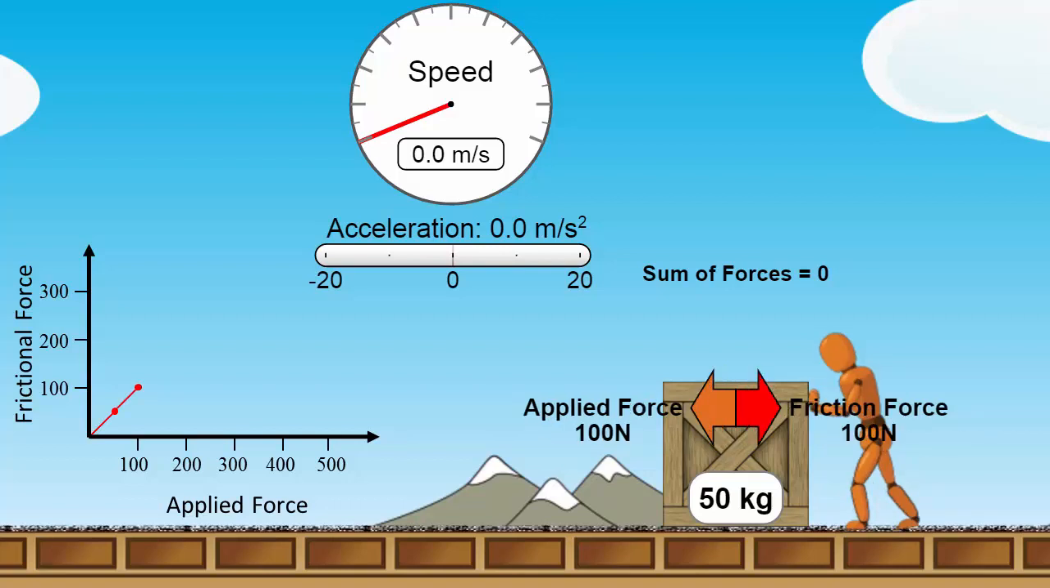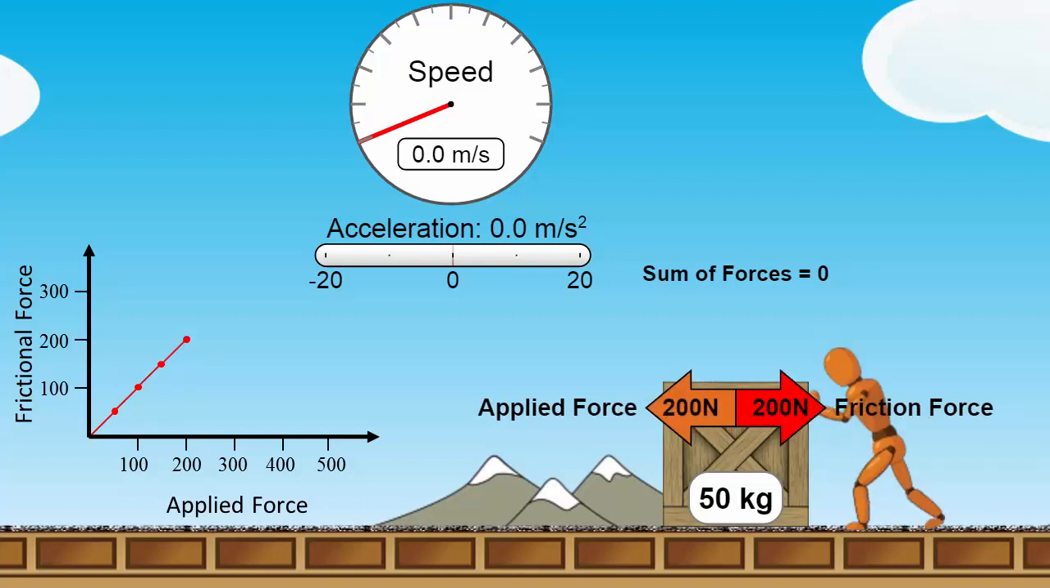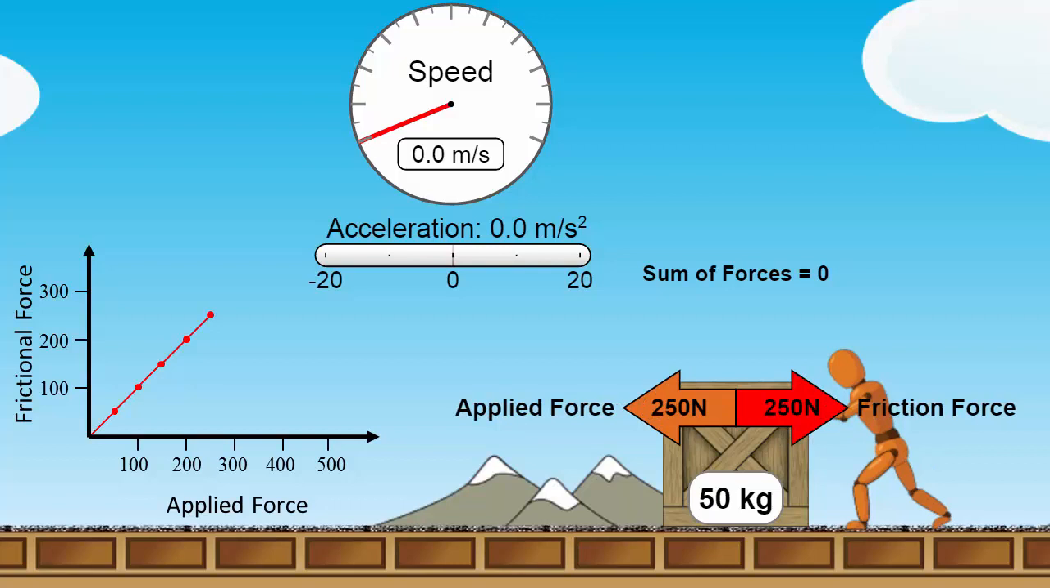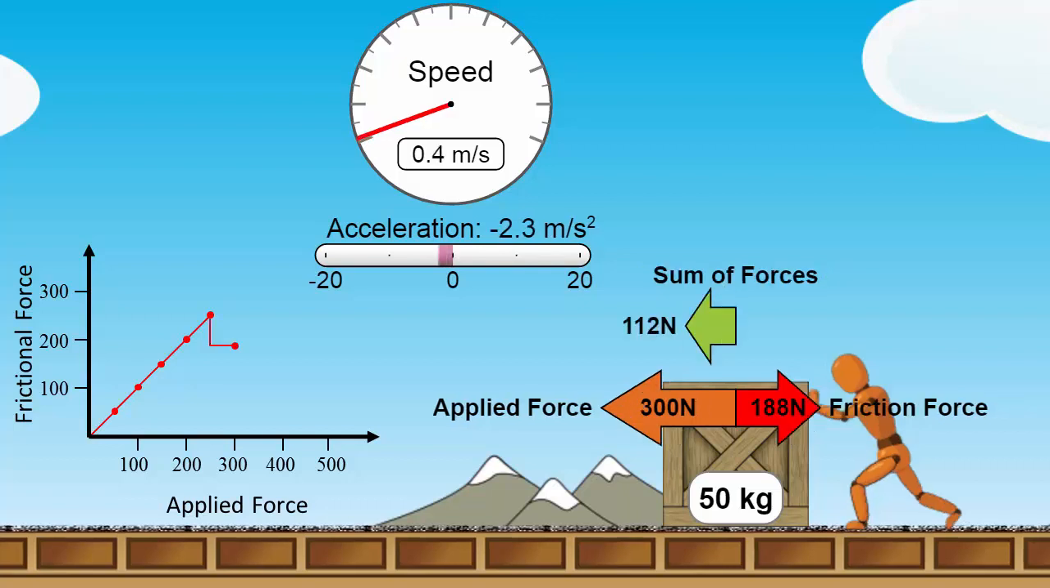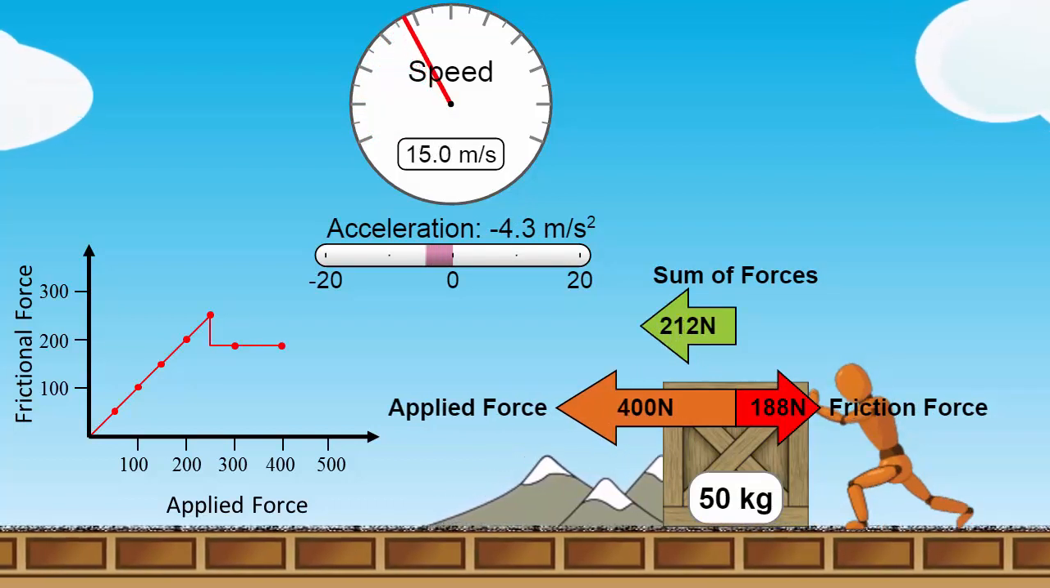Now if you increase the applied force to 100 newtons, 150 newtons, 200 newtons, and 250 newtons, and the box still doesn't move, then this implies that the frictional force is increasing proportionally to oppose the increased applied force. A plot of the frictional force versus the applied force shows a linear relationship. As the applied force increases, the frictional force increases by the same value such that the net force on the box is zero. This is until it reaches a maximum value before the frictional force drops, then becomes constant.